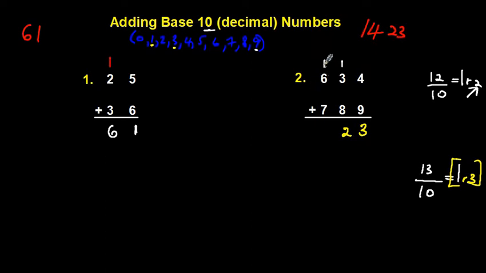Now 1 plus 6, 7 plus 7, 14. Look at it this way: 14 divided by 10. How many times? 1, remainder 4. 1 and 4 are included in the digits for base 10. So we put the 4 right here, and we carry this 1.